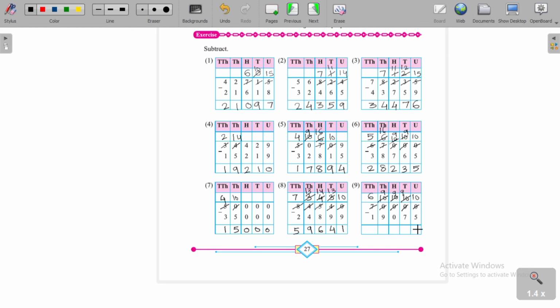10 minus 5 is 5. 9 minus 7 is 2. 9 minus 0 is 9. 9 minus 9 is 0. And 6 minus 1 is 5. The answer is 50,925. So in this way, you can perform the subtraction by borrowing method.